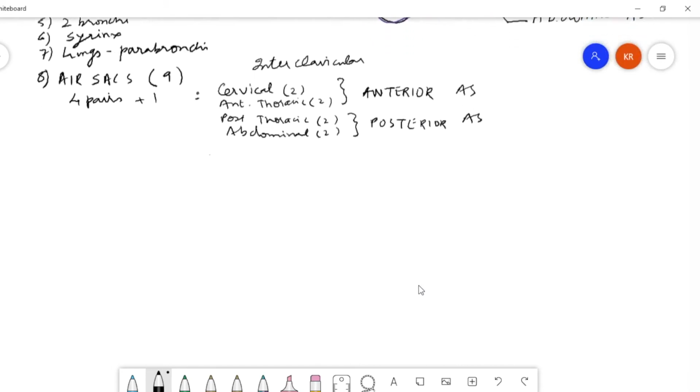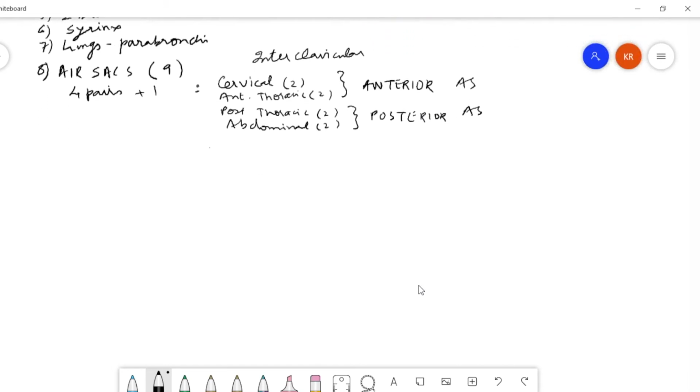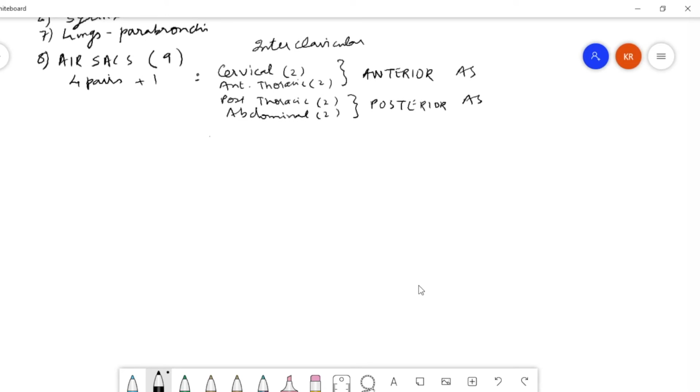Now let us try to understand what does a lung look like. So let's say that this is the trachea and this is leading to the lungs.